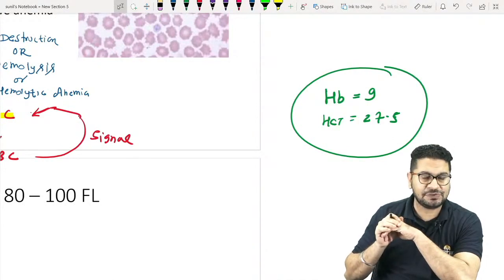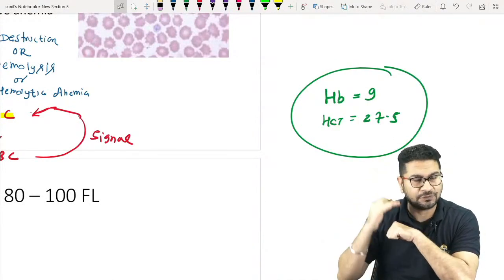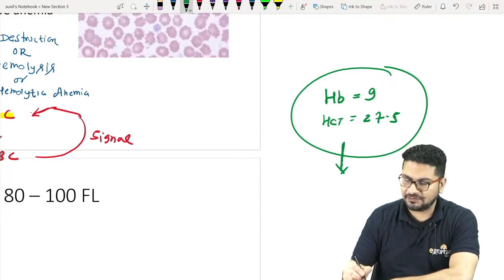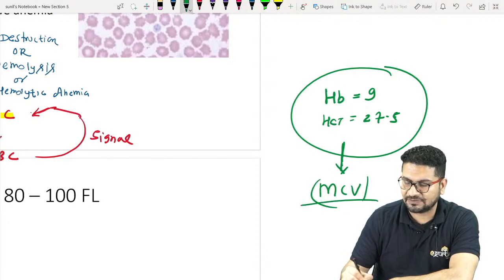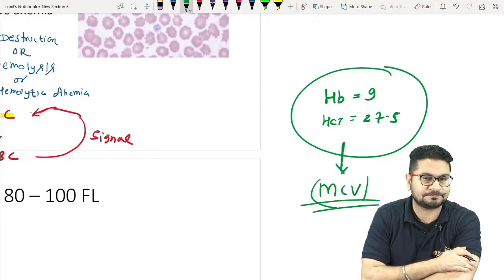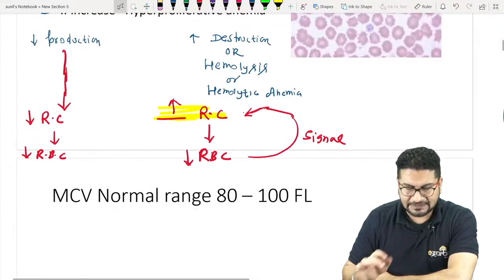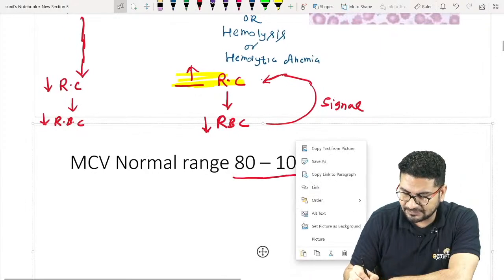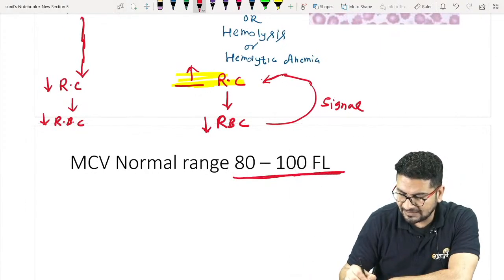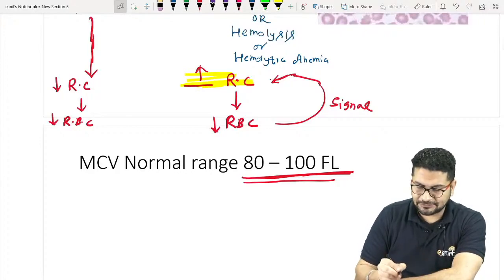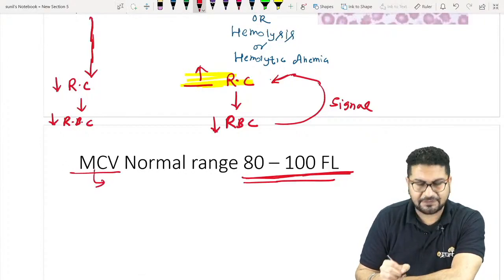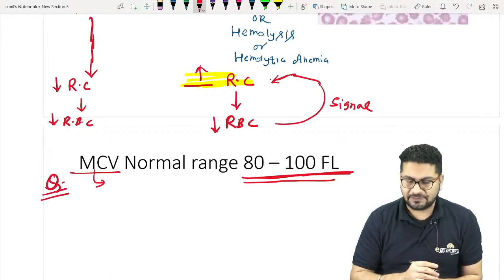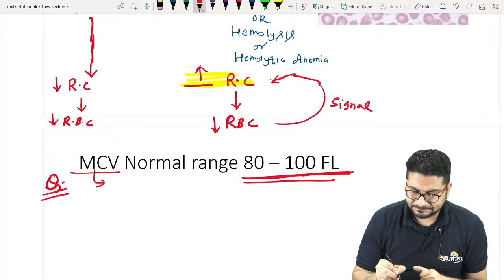Understand this, in hematology, you should not be fast. You should narrow your diagnosis, go step by step. Once you know it is anemia, the next thing you will look at is MCV. MCV is mean cell volume, or mean corpuscular volume. The normal value is 80 to 100 femtoliter. FL is femtoliter. So remember MCV. Wherever, guys, I write the Q, this means these are your exam questions.